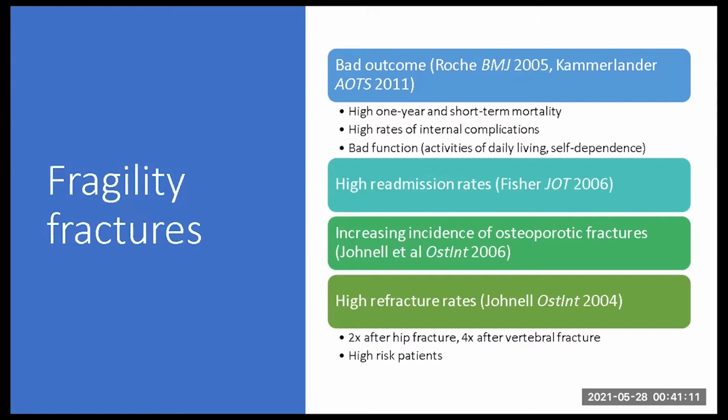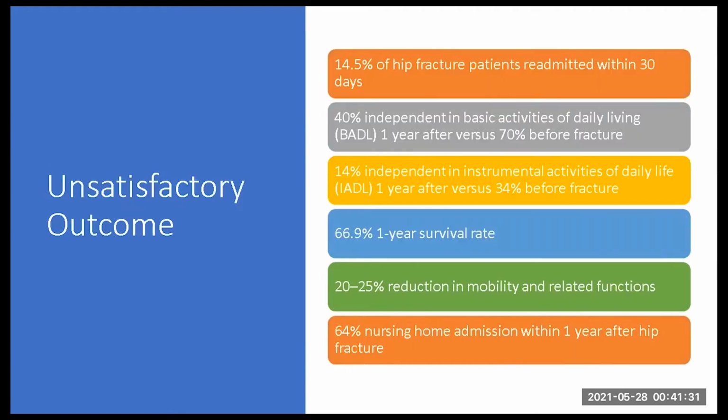There is a high readmission rate. There is an increased incidence of osteoporotic fractures in the increasing elderly population, and a high refracture rate of the other hip or the spine. About 15% are readmitted within 30 days. Many become dependent following the fractures. 30% die within the first year. There is a definite reduction of mobility in 1/4 of the cases, and more than half would need a nursing home admission within 1 year.